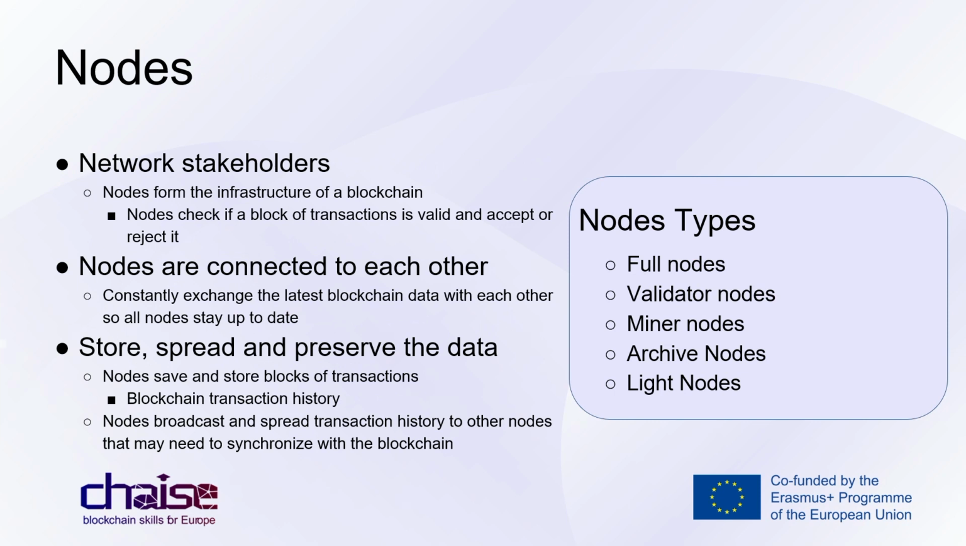Next are nodes. Blockchain nodes are network stakeholders. They are distributed and come from all over the world and form a blockchain infrastructure or blockchain network. For example, nodes are permitted to maintain the distributed ledger and act as both client and server over a peer-to-peer network. As we said previously, blockchain operates on a peer-to-peer network, and this network is formed by the nodes. A node's primary objective is to check whether a block of transactions is valid or not, and accept or reject it based on its validity. If it is valid, then it is accepted.